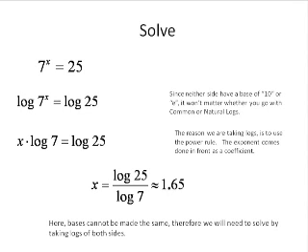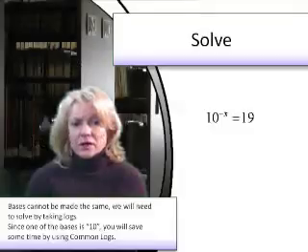Log of 7 to the x is equivalent to x times the log of 7. The variable is pulled down and nearly isolated. Divide both sides by the log of 7. Approximate, go into your calculator.